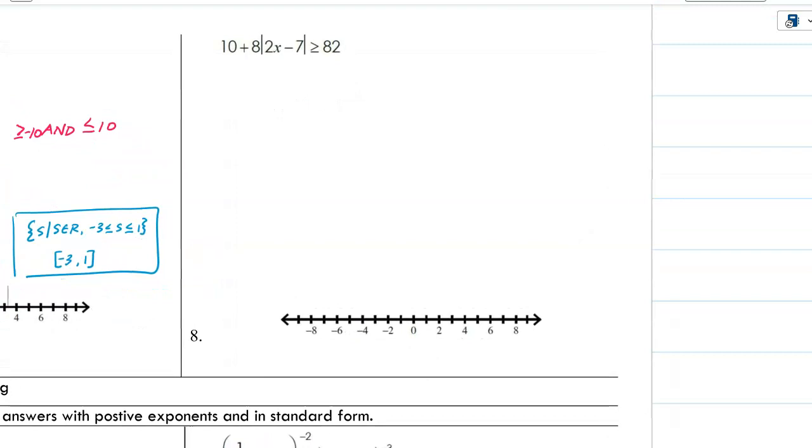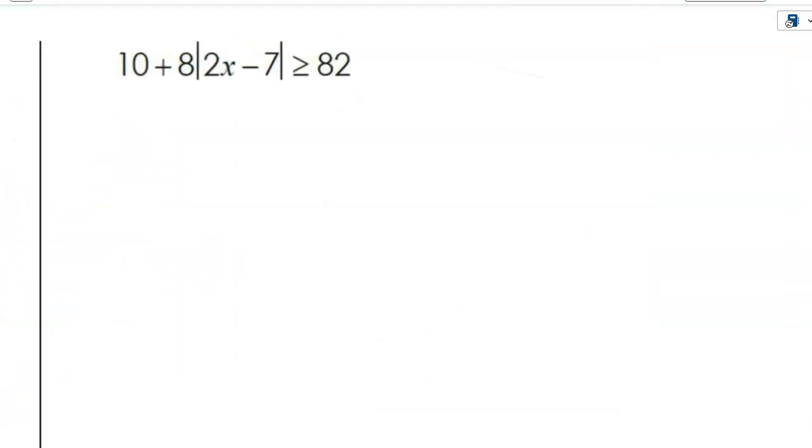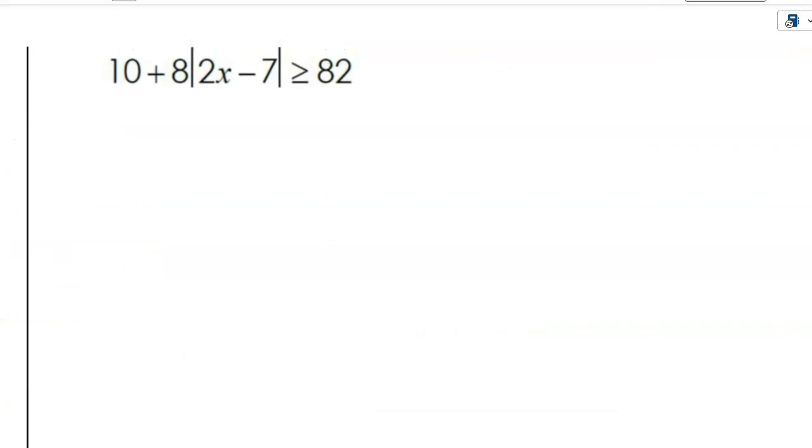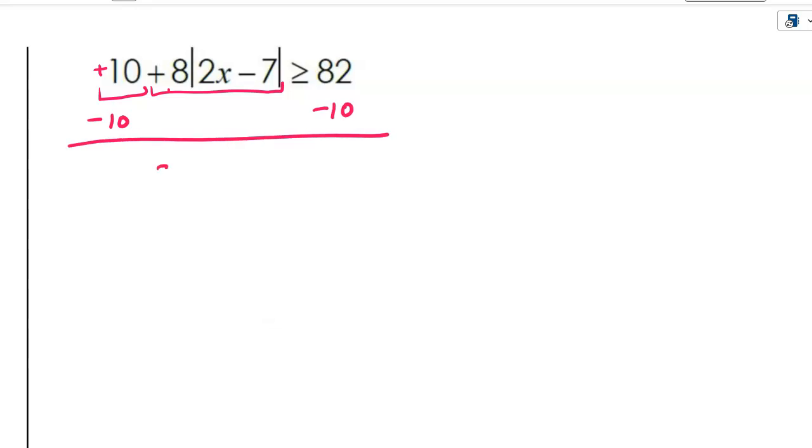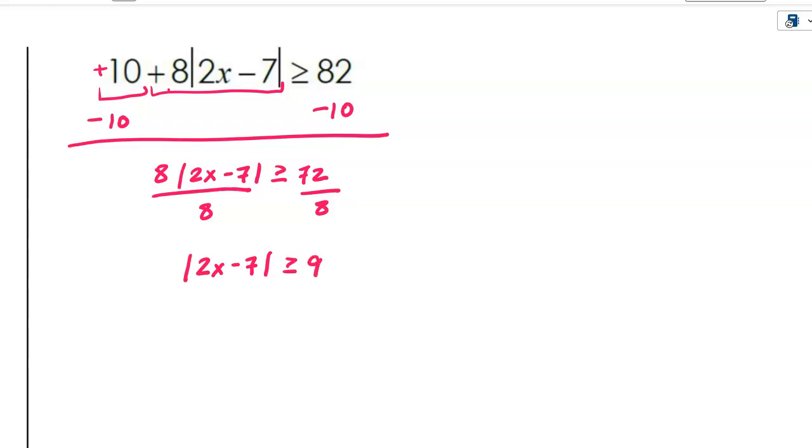I just put one that confuses a lot of the kids. Once again, we have 2 terms. Put a plus here to indicate that's 1 term, and that's 2 terms right there. So I need to first get rid of the first term, -10. So I have 8 times the absolute value greater than or equal to 72. Divide both sides by 8. We have absolute value of 2x minus 7 is greater than or equal to 9.